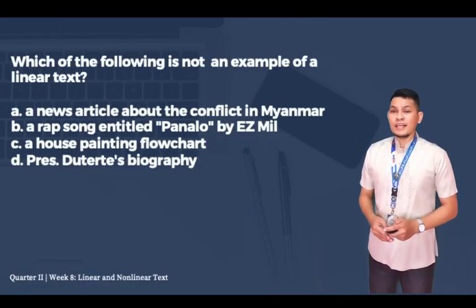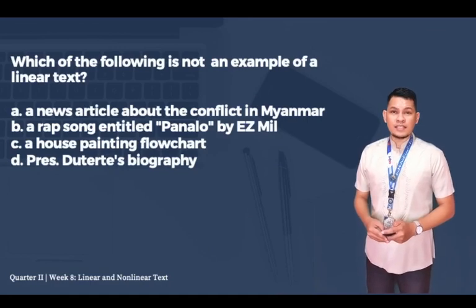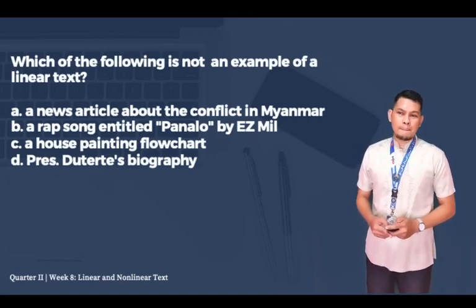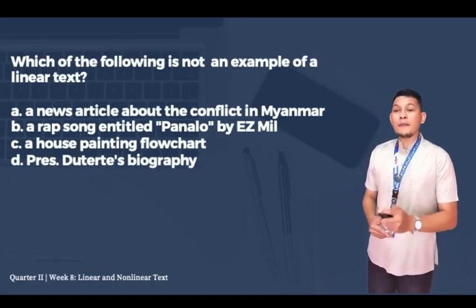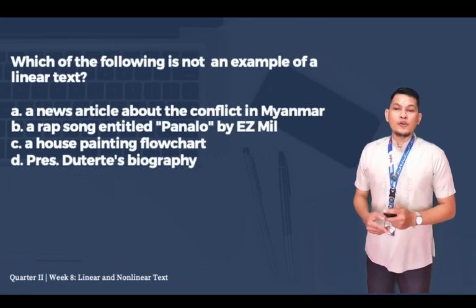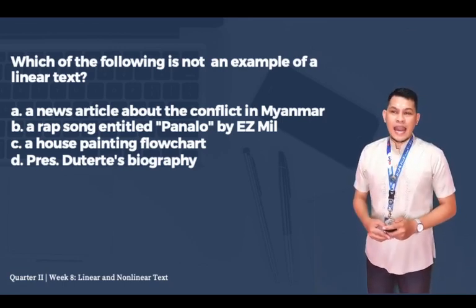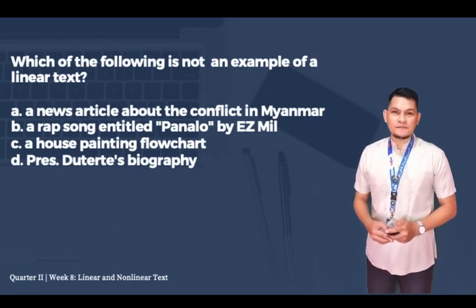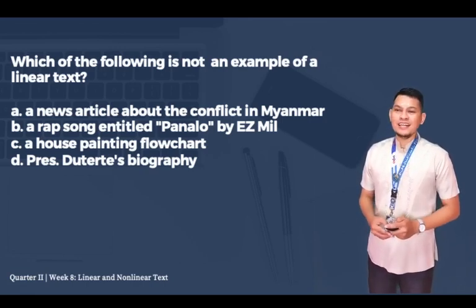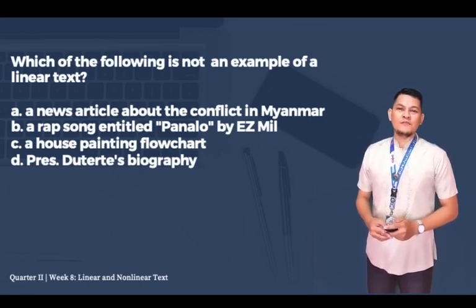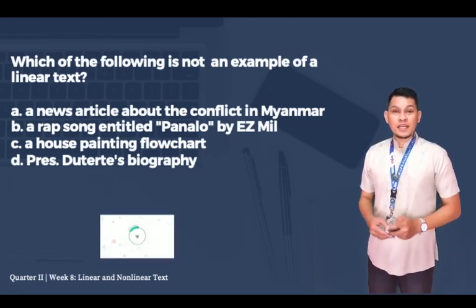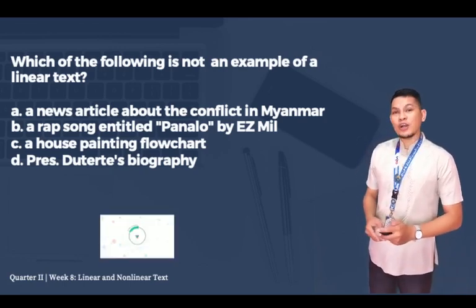Which of the following is not an example of a linear text? Letter A. A news article about the conflict in Myanmar. Letter B. A rap song entitled Panalo, written by Easy Mill. Letter C. A house painting flowchart. Or letter D. President Duterte's biography. 5 seconds to key in the letter of your answer.